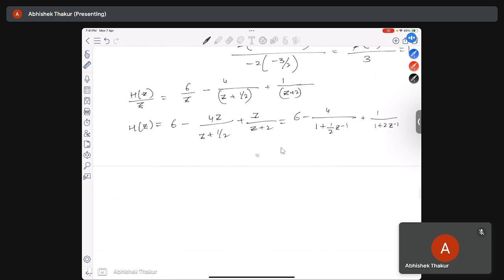So the first part is the input we will take. Now from this input, the constant is going 6, so we will write here 6. And this is our output, y(n). The second part, the constant is minus 4.